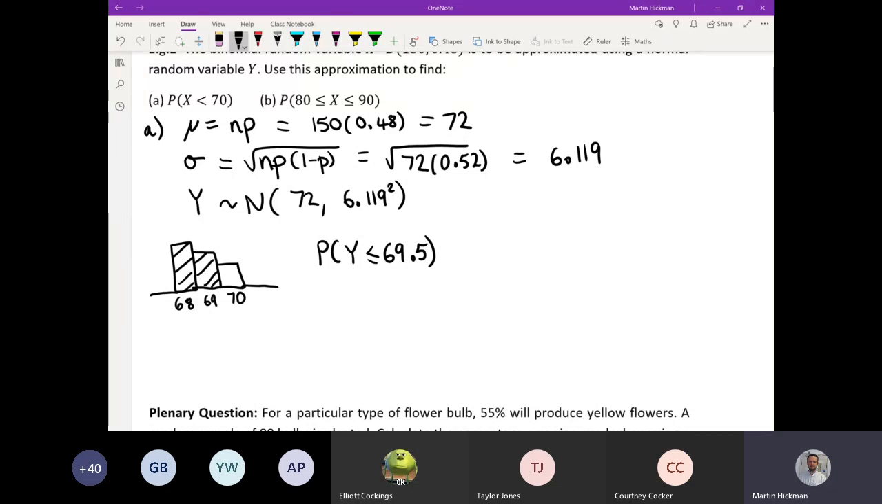Now with normal, less than or equal to or less than doesn't matter. It very much matters with binomial, but it doesn't matter with normal. So here I can now just work out this problem with my normal distribution. So this is where I get onto my calculator and I go to normal CD. I put a lower limit of something like minus 1,000, and then I put my upper limit 69.5, put in the mean and standard deviation, and then you should get 0.341. If anyone needs a reminder on how to do that on your calculator, then do let me know, please.